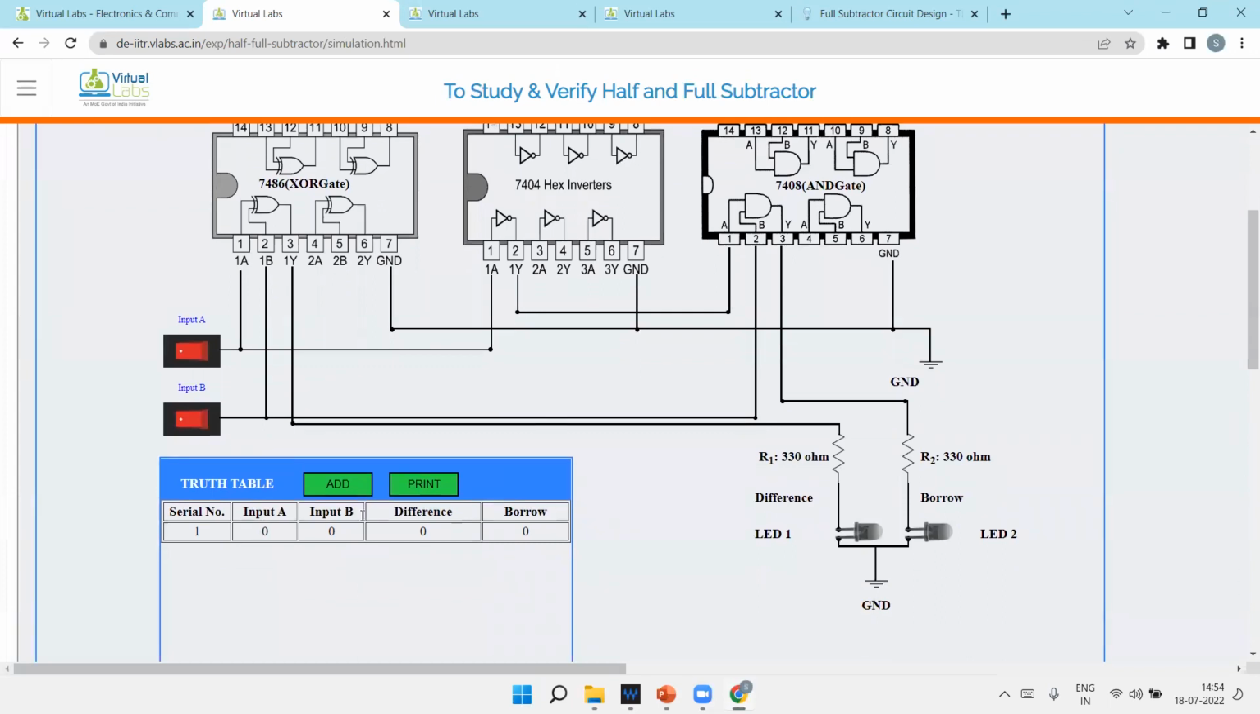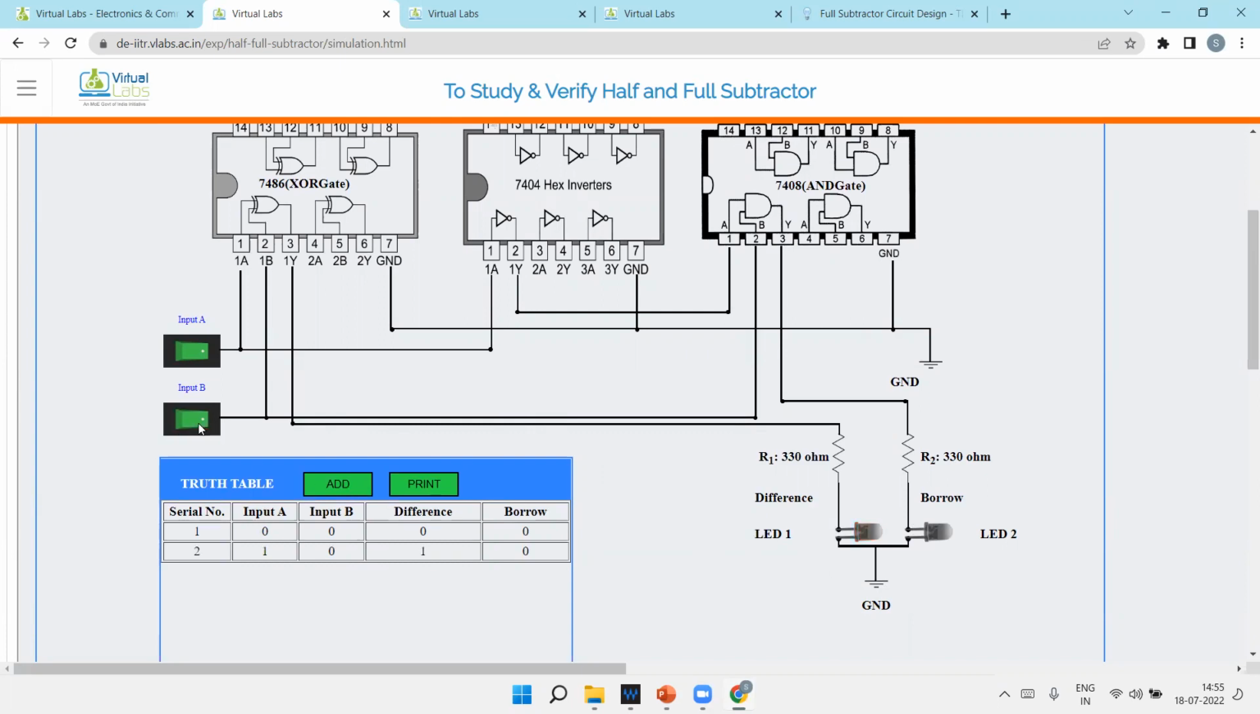Now I am clicking on input A. It will turn green, which means input A is 1 and B is 0. So A minus B is 1 minus 0. The output is 1 and the borrow is 0. So LED 1 is glowing, but LED 2 is not glowing. You can add it like this.